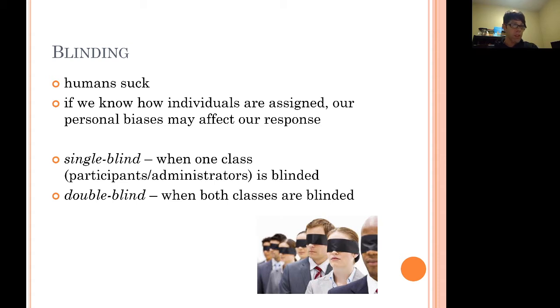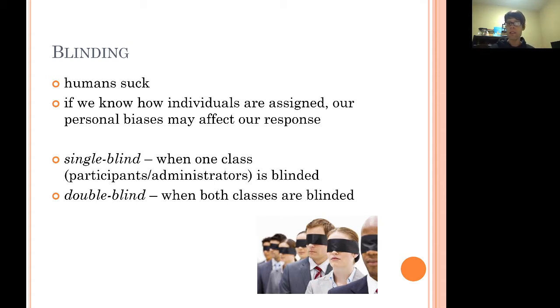So the participants do not know whether or not they're getting the vaccine or getting something that's not the vaccine, that we're just pretending is the vaccine. So that's what we call a single blind experiment, where we maybe blind the participants so they don't really know whether or not they're getting the vaccine or something else.